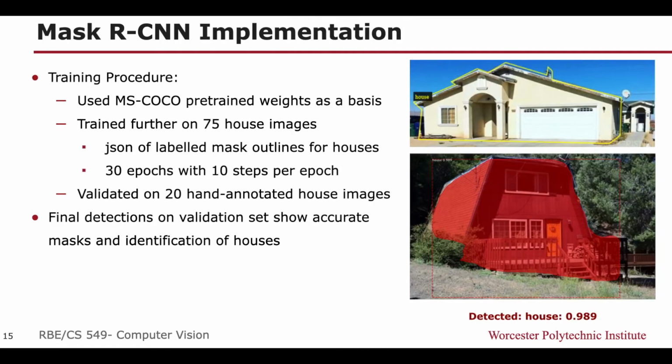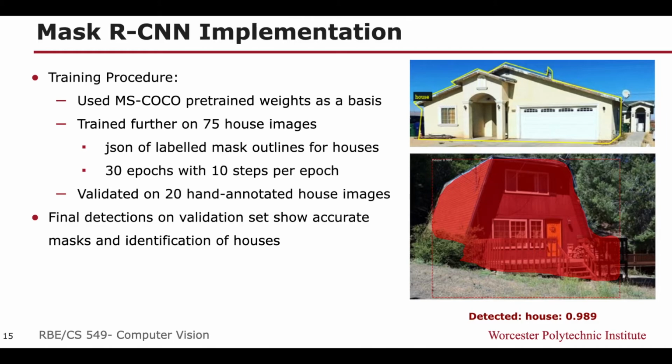So for our implementation of Mask R-CNN, we cloned the GitHub repo from Matterport and used the MS COCO pre-trained weights as a basis, since MS COCO was trained on a large set of objects. Then we trained it further on 75 house images to specifically make the model look for only houses in images. So we took a JSON of labeled mask outlines for the houses, as shown to the top right. That's one of the house outlines. And using that as the annotations, we trained 30 epochs with 10 steps per epoch to update our model.